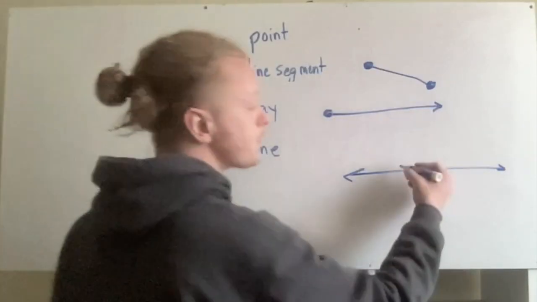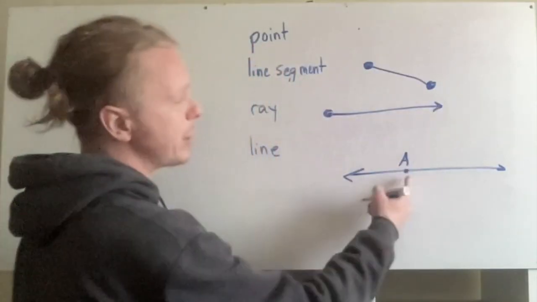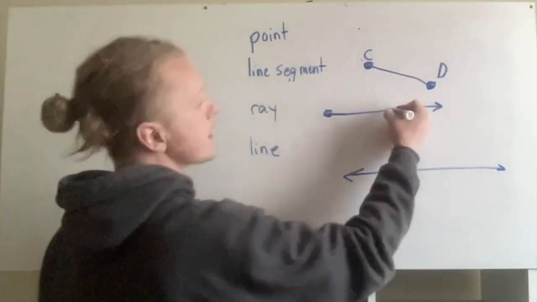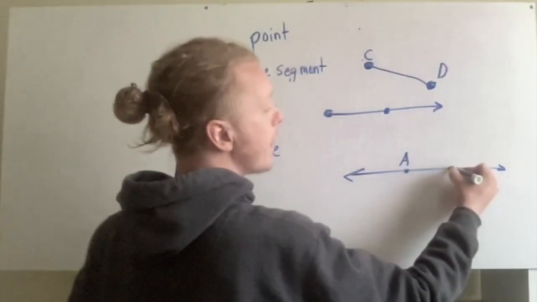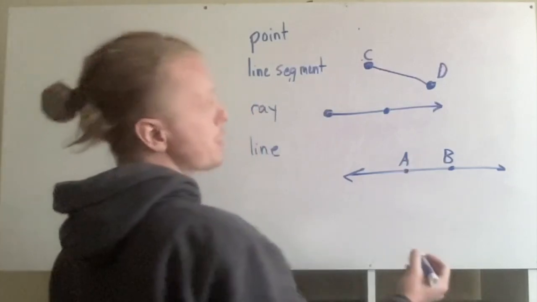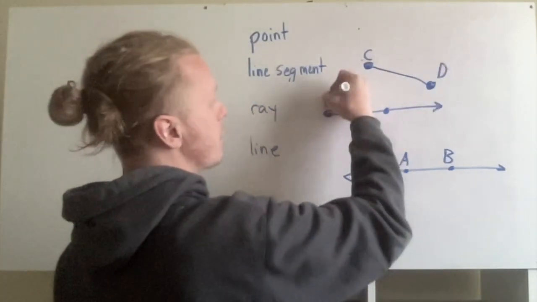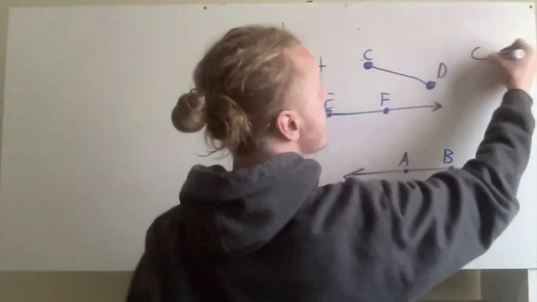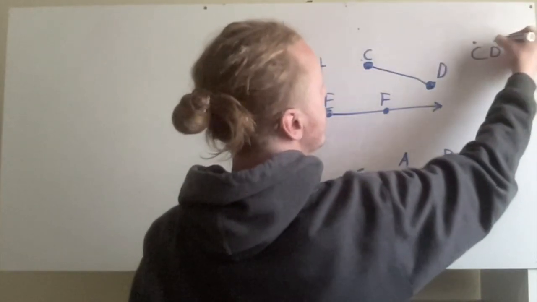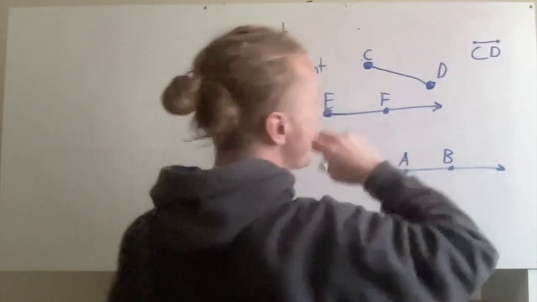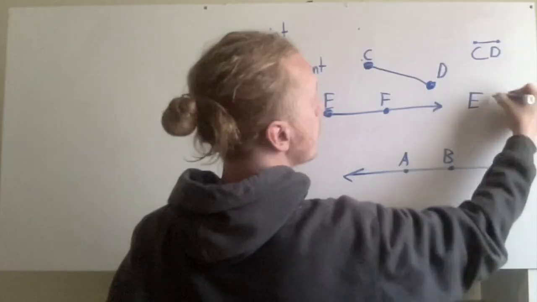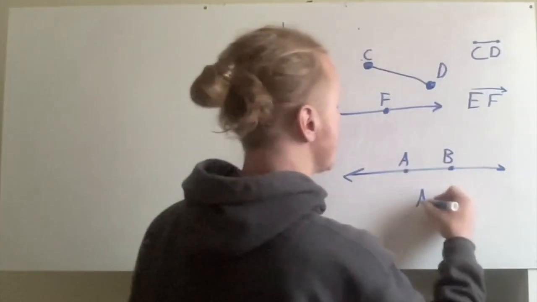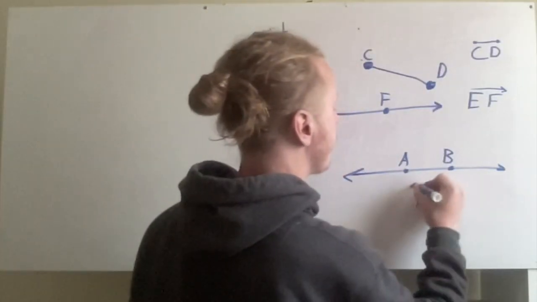Now, on this line, if we had point A, we can label our points. So let's call this point C and this point D. Let's put some points here as well. The reason that we want to put points here is because then we can name these. I want to show you how we name them. So CD, let's call this E and F. Okay, so this is a line segment. I could show it as line segment CD, or the ray EF, or in this case, the line AB.